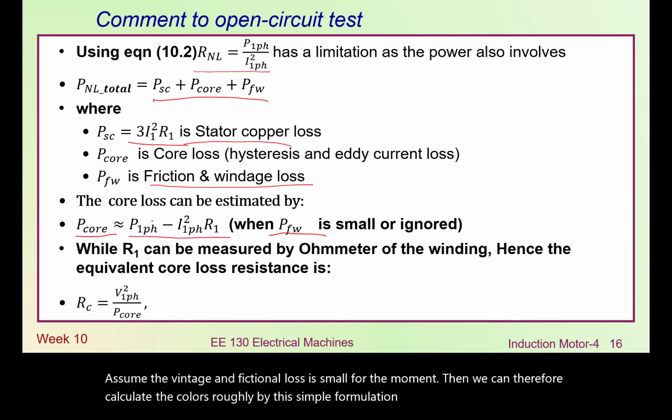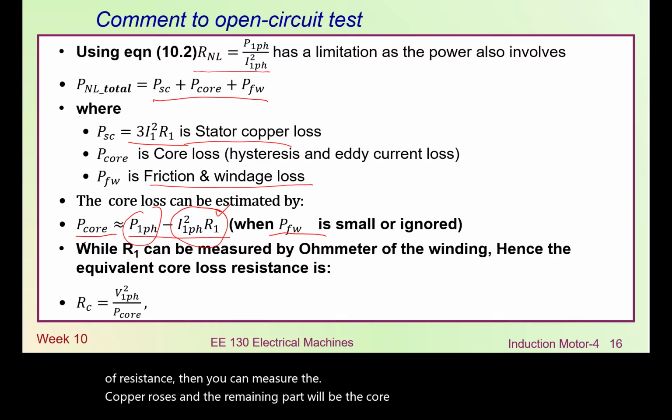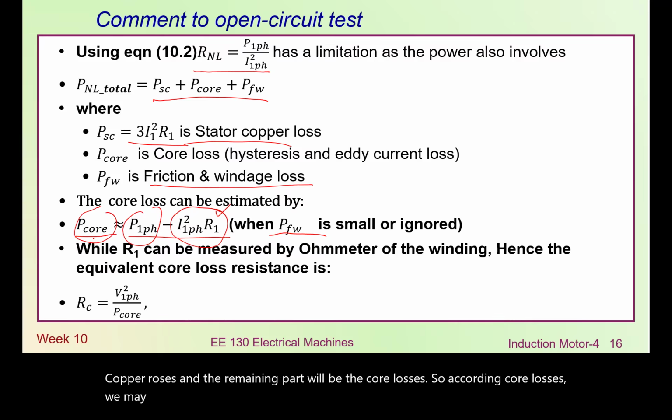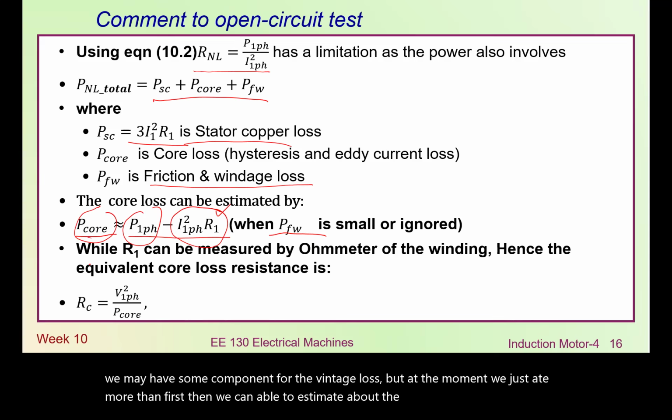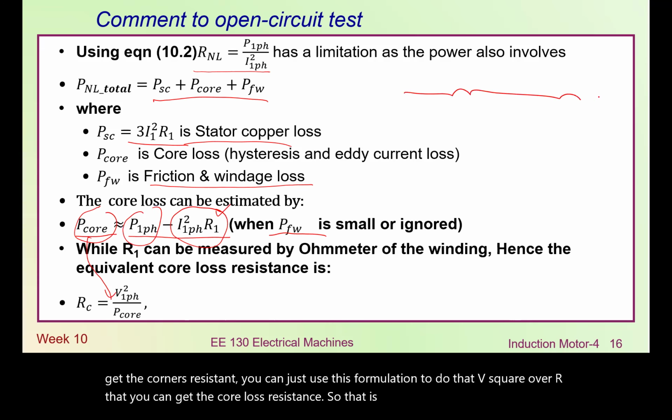Because R1 we can measure, as it is the stator resistance, then you can measure the copper losses, and the remaining part will be the core losses. According to these core losses, we may have some component for the windage loss, but at the moment we just ignore that first. Then we are able to estimate the core loss. Then if you want to get the core loss resistance, you can just use this formulation: V squared over R, and you get the core loss resistance. So that is the T model resistance here.